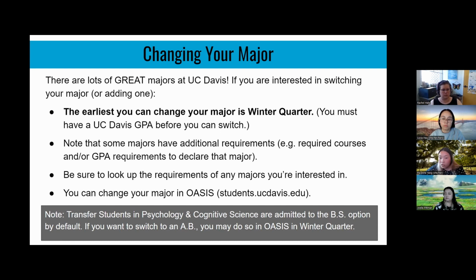Next slide, please. You might want to change out of our major or add a double major to one of our majors here. The earliest you can change your major or double is in winter quarter. You have to have a UC Davis GPA before you can switch. And you have to be aware that some majors also have additional requirements that you need to complete in order to declare into that major. So you want to make sure that you understand what those requirements are so that you can prepare for that change if you are thinking about switching or potentially double majoring. And you can always do that in OASIS. It is a change of major form.